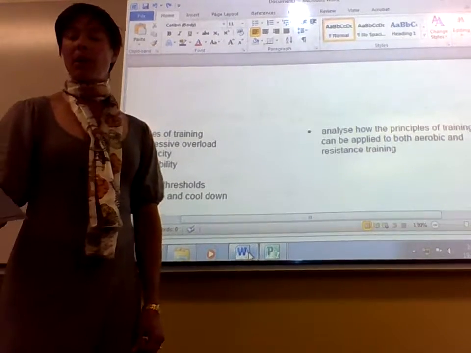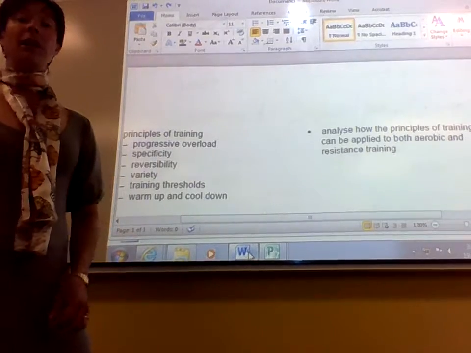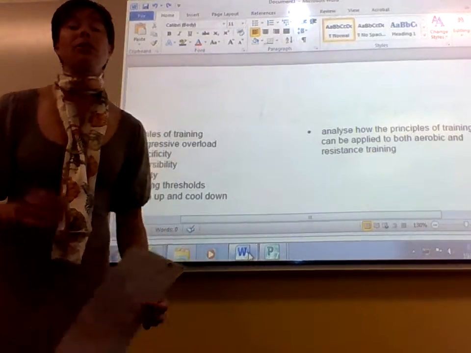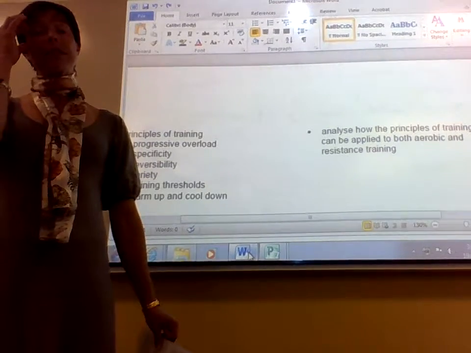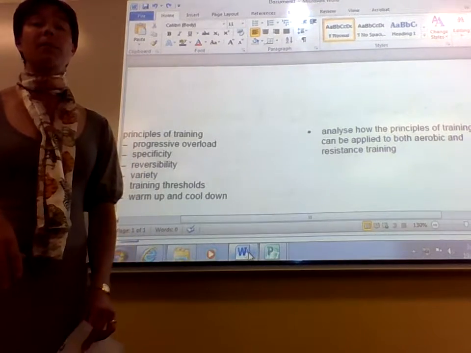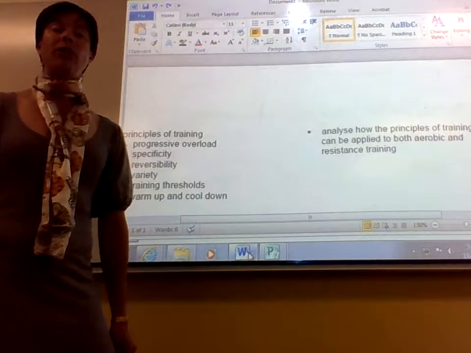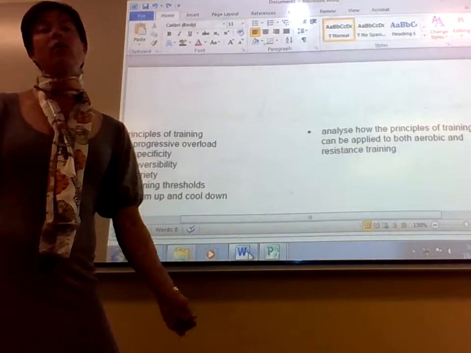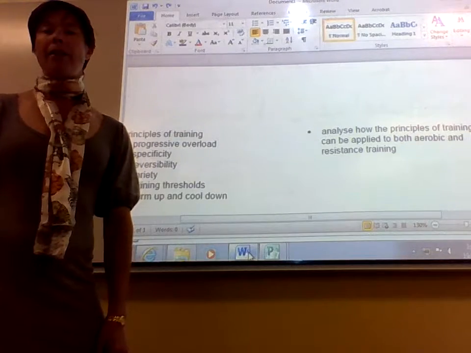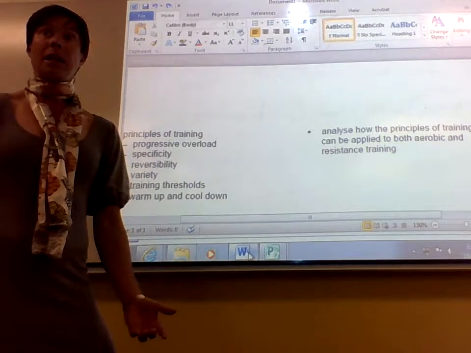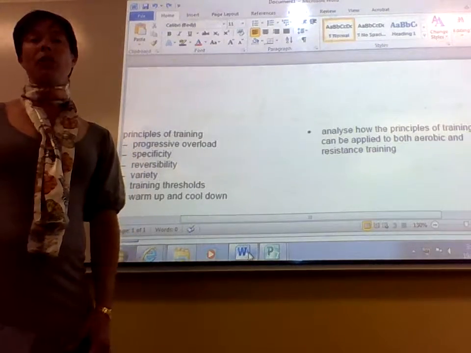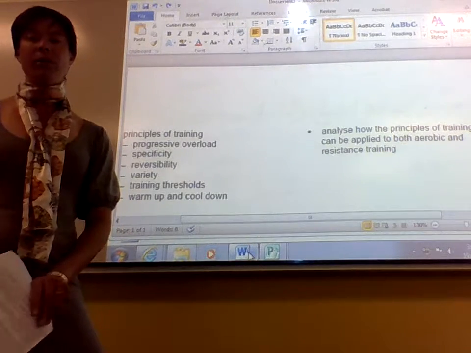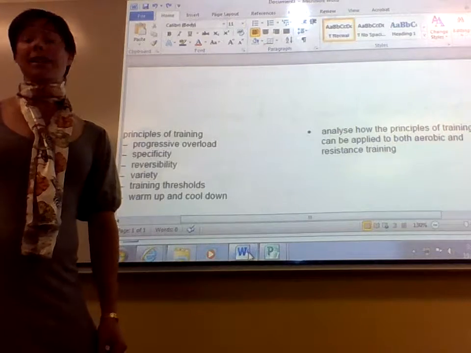The next one that we're going to look at is training thresholds. And with training thresholds, an athlete needs to firstly understand their maximum heart rate, and we all learned that earlier this year. 220 minus your age gives you your maximum heart rate. And for training adaptations or improvements to occur, an athlete needs to train in the appropriate threshold for their sport.